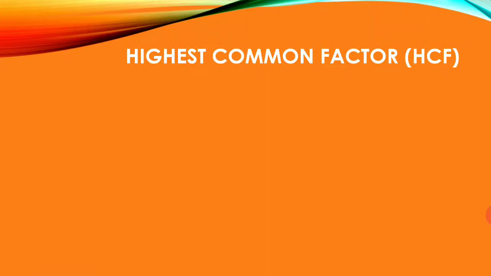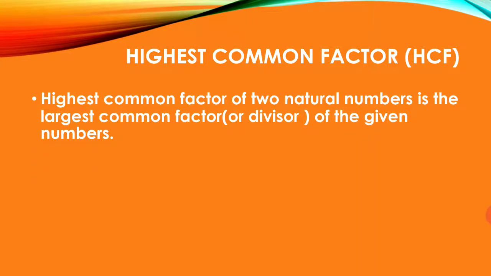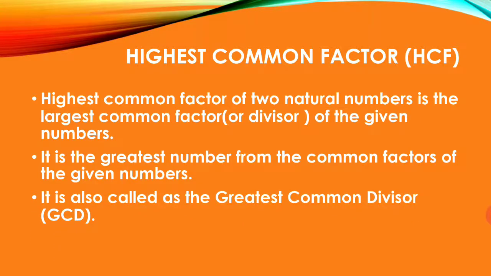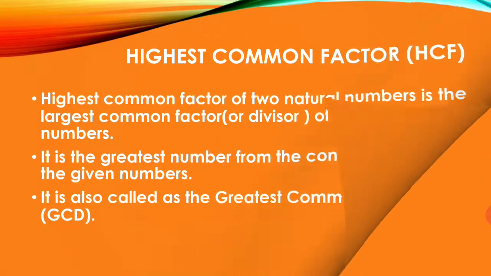Now next topic is highest common factor. Highest common factor of two natural numbers is the largest common factor or divisor of the given numbers. It is the greatest number from the common factors of the given numbers. It is also called the greatest common divisor.